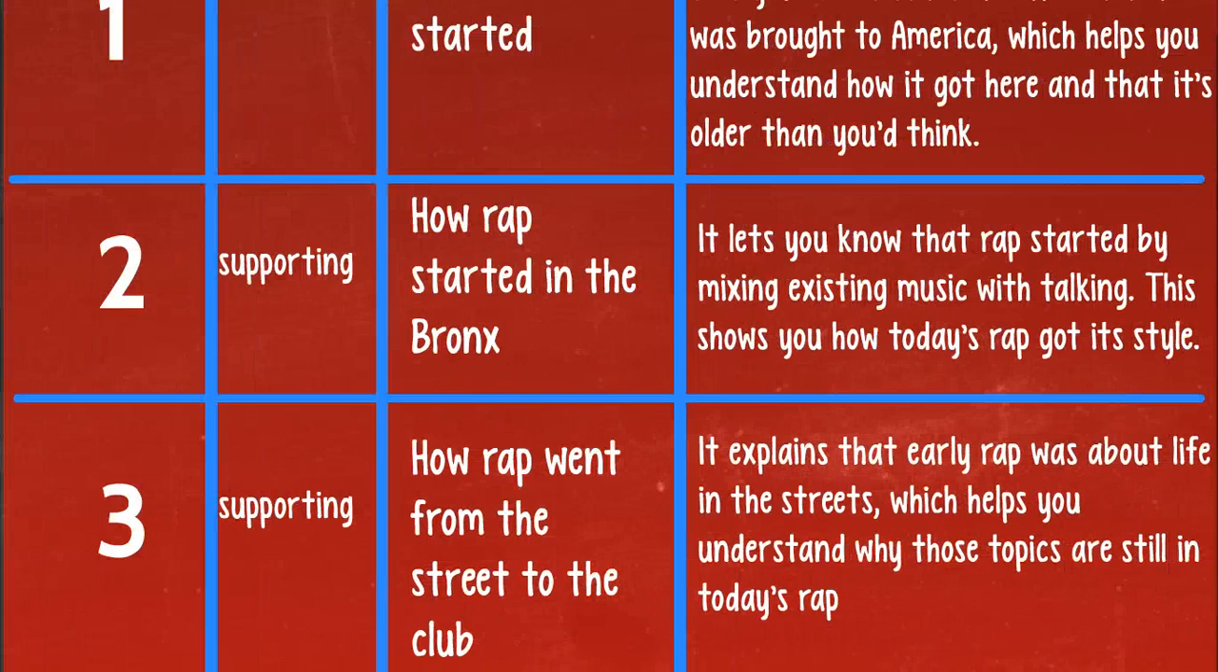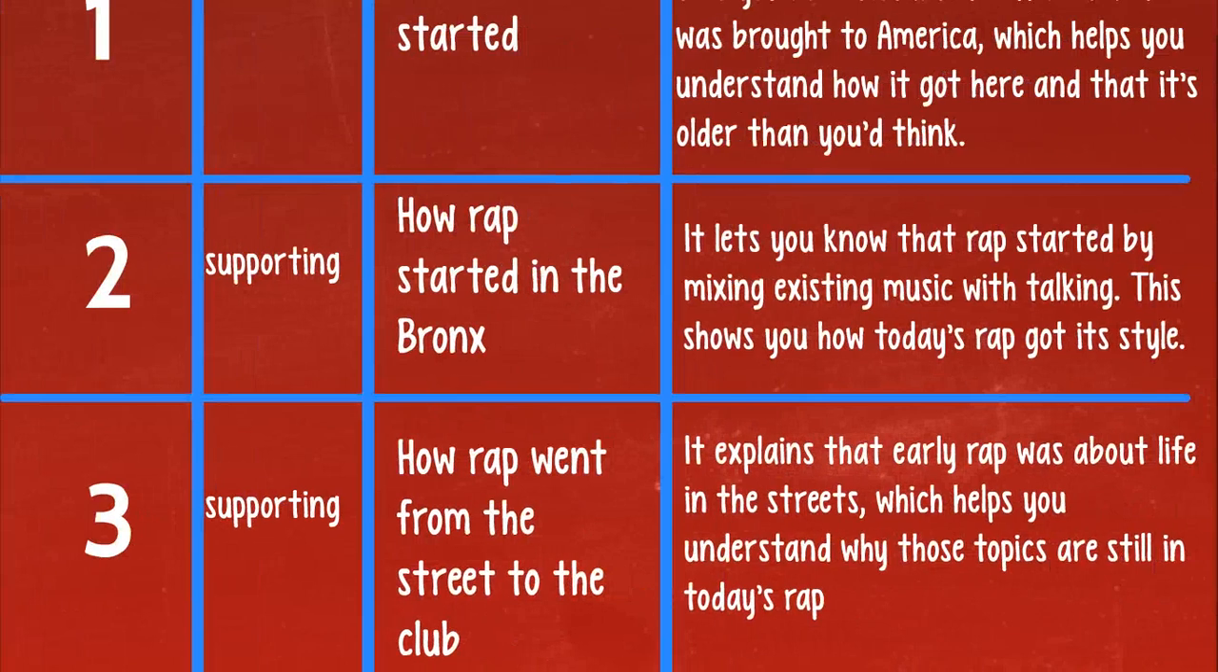So paragraph 3 was also kind of a supporting paragraph, and it told me how rap went from the street into the club. So how does that help me understand the text? How does that sort of contribute to everything else? Well, it explains that early rap was about life in the streets, which helps me understand why those topics are still in today's rap, right? Like a lot of times if you're rapping about stuff in today's world, if you listen to rap on the radio, it's still about many of those same topics that early rap in the 70s was about.